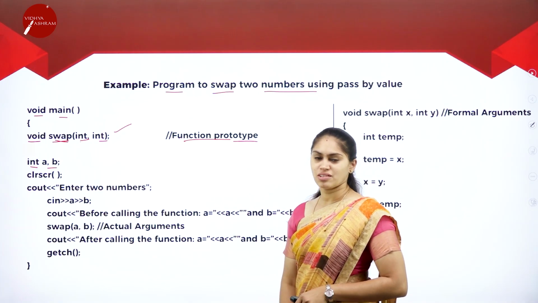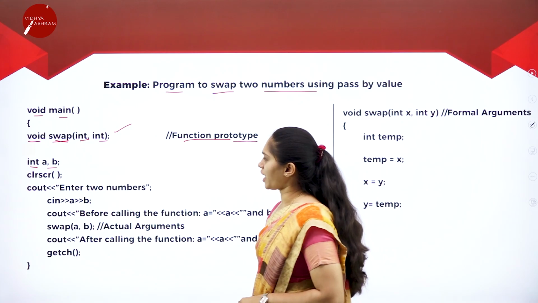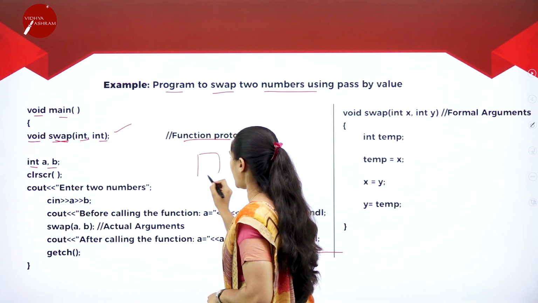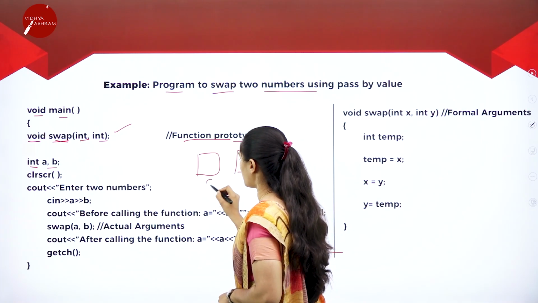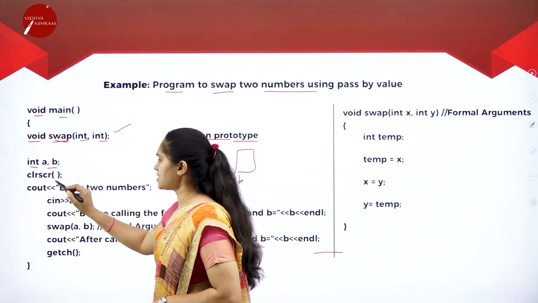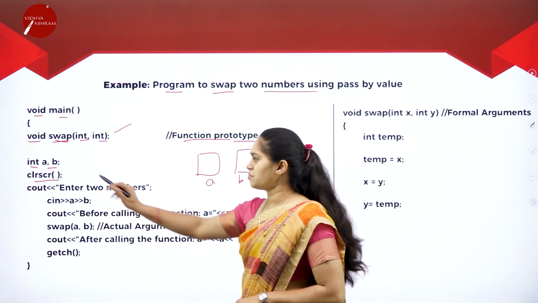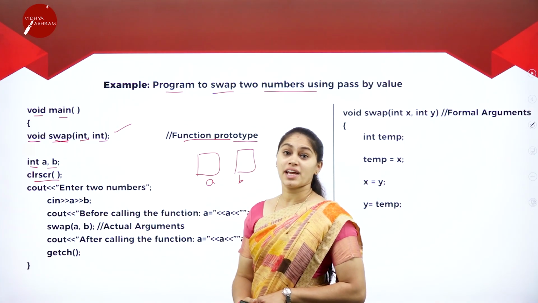That is the use of having this function prototype. So again, I have two variables called a comma b. Then clear screen, this is a function call. Clear screen is a function that belongs to the header file called conio.h.